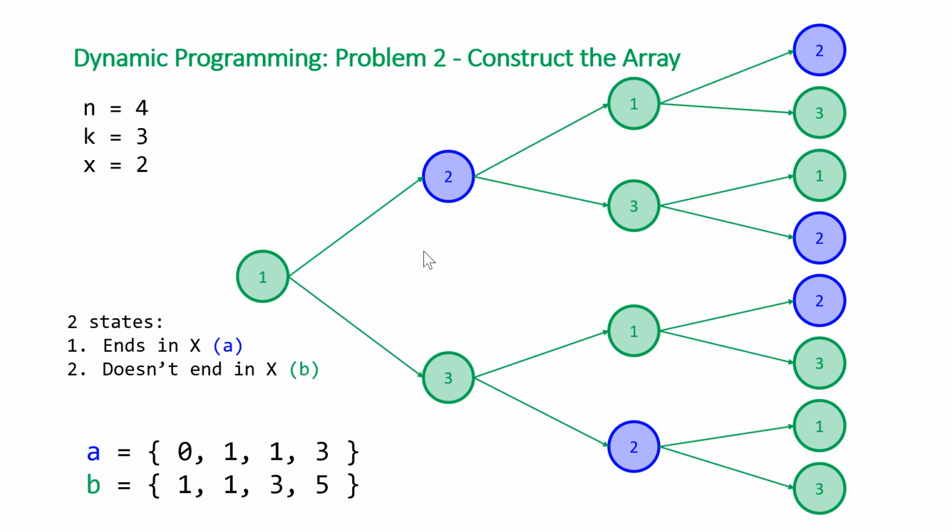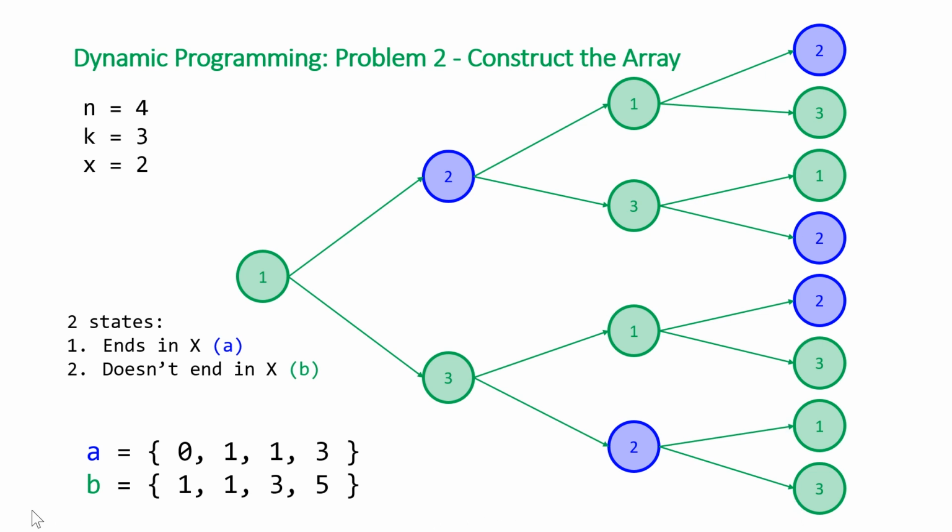But for n equal to 2, we have 1 possible, n equal to 3, we have 1 possible, and n equal to 4, we have 3 possible, which is the answer for this question. And for B, the number of arrays that don't finish in x, it's just basically the remainder. So we've got 1 here, 3 here, and then 1, 2, 3, 4, 5.